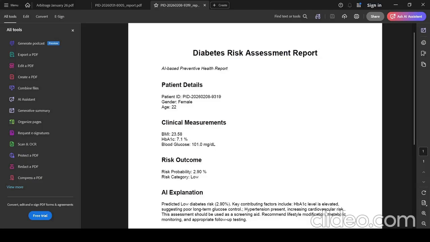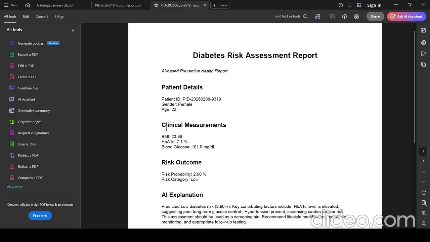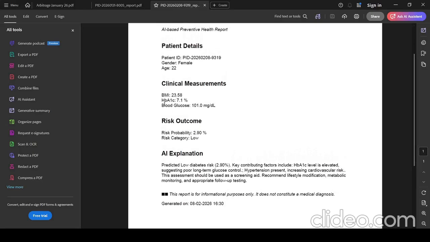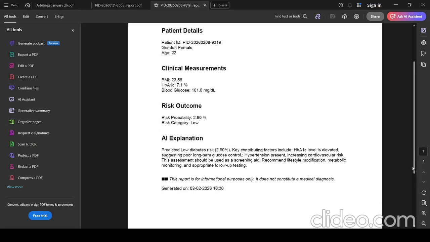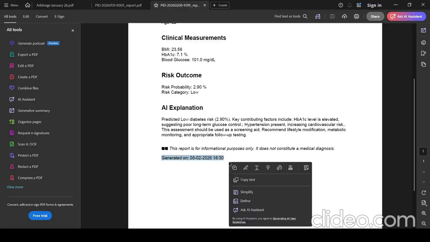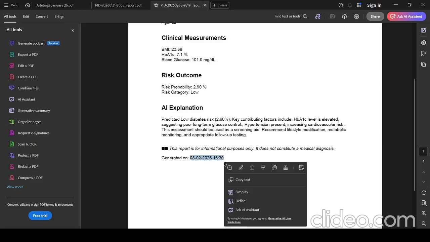When I click on the download button, the report is downloaded and it shows the diabetes risk assessment report. It includes patient details and clinical measurements I entered, BMI, blood glucose, and hemoglobin, and the risk outcome, risk probability and risk category, and a short AI explanation for patients. This report is for information purposes only. It does not constitute a medical diagnosis. It was generated on 8 Feb at 4:30 p.m., so it shows date and time.